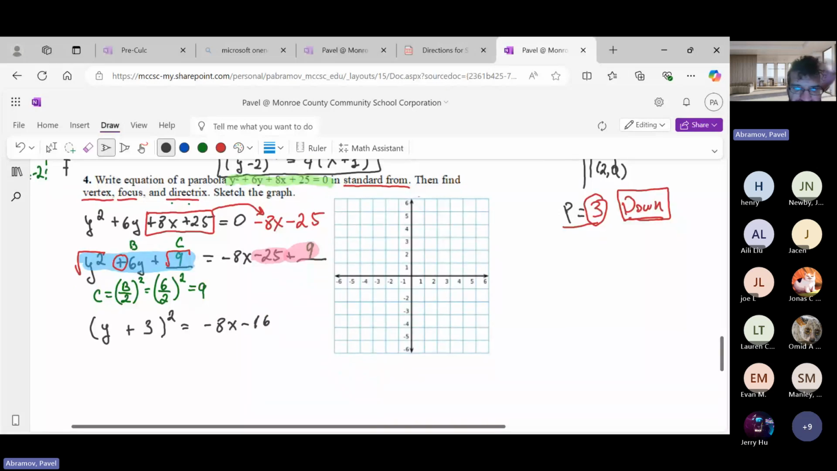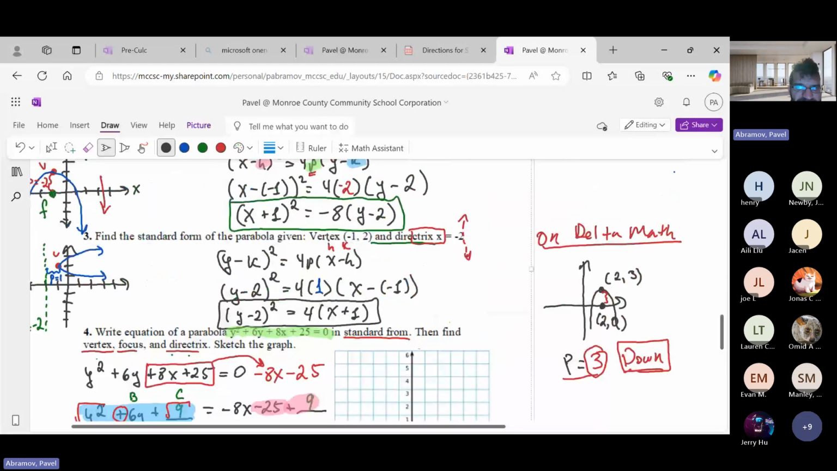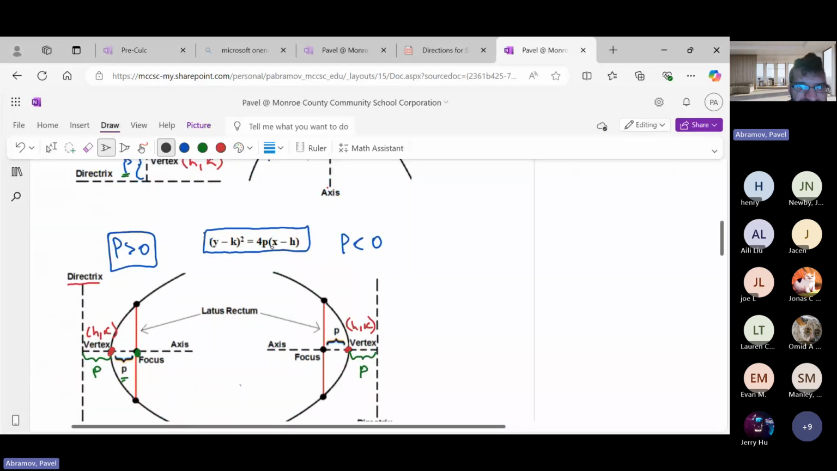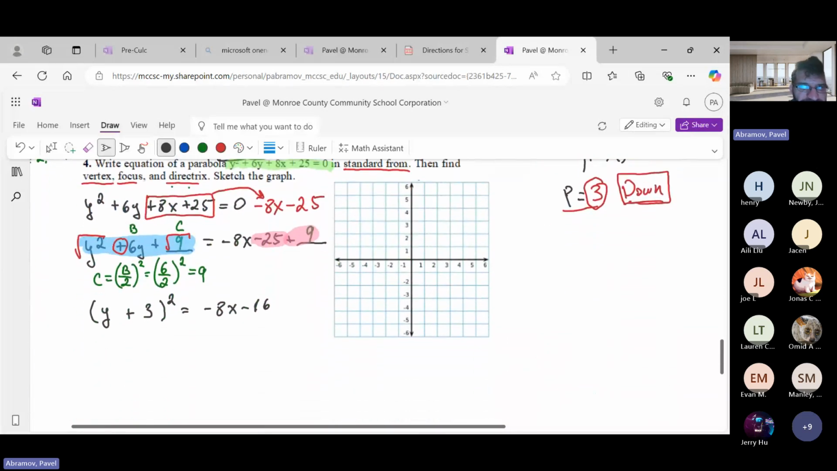Now, if you look at this expression, we can see that it still doesn't look like a standard form. In a standard form, we have x not having any coefficient in the front, and we have to have this expression for p in front of the parentheses. So to get there, whatever is the coefficient of x, in this case it's negative 8, we always have to factor it out.